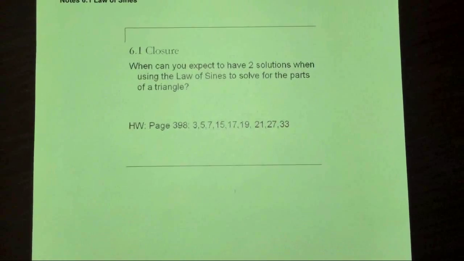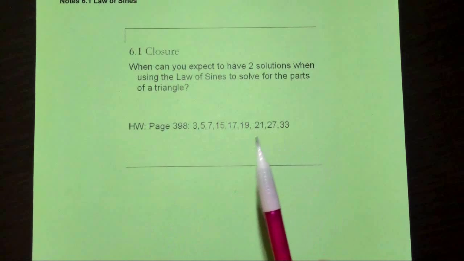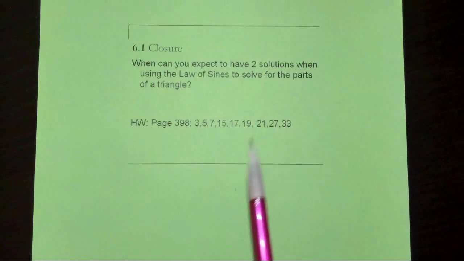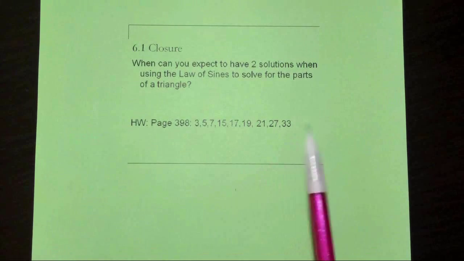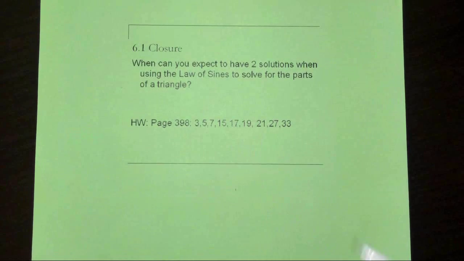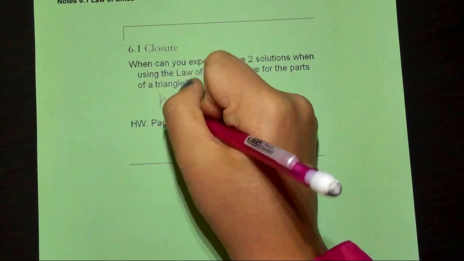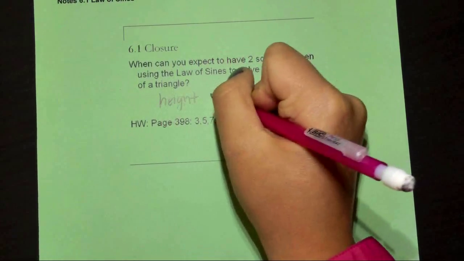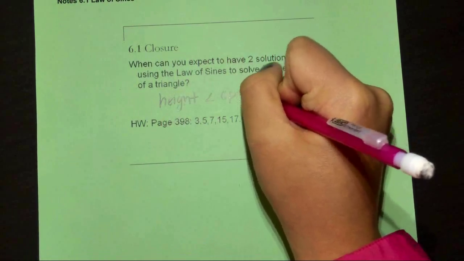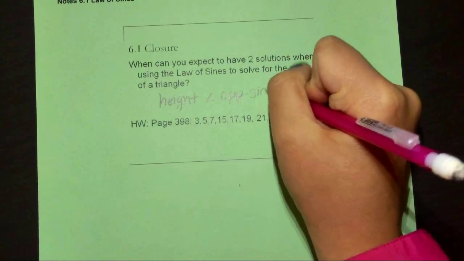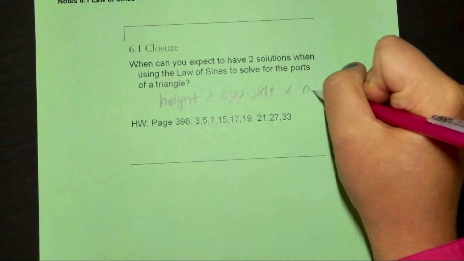Okay, so just something to remember, one of the most important things for the ambiguous case: you would have 2 solutions using the law of sines to solve for the parts of a triangle if your height is less than your opposite side, and that's less than your adjacent side.